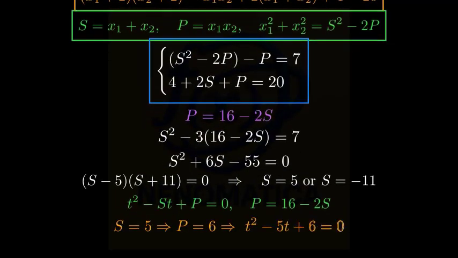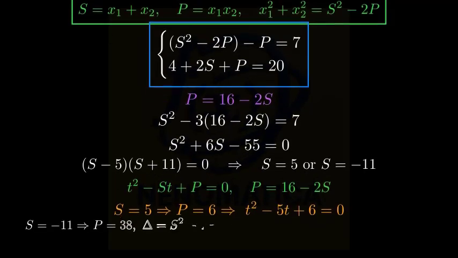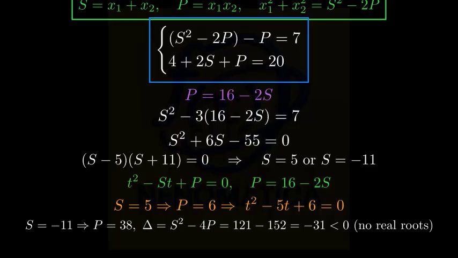For s equals 5, we get p equals 6, and the quadratic t squared minus 5t plus 6 equals 0. For s equals negative 11, we get p equals 38. The discriminant is s squared minus 4p equals 121 minus 152, which is negative 31. So no real roots. Step 7. Solve the accepted quadratic and check.